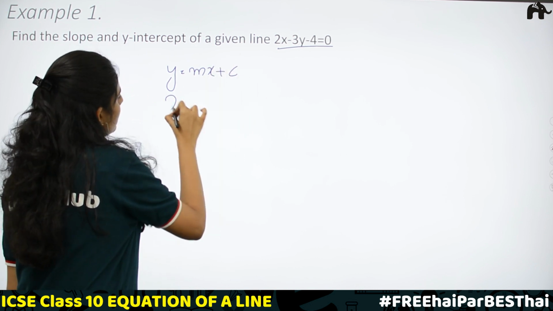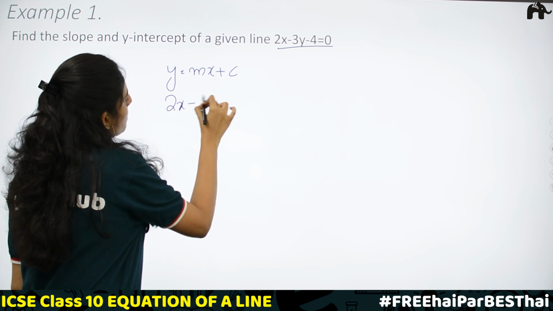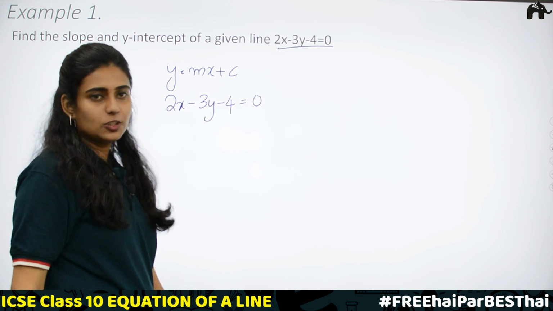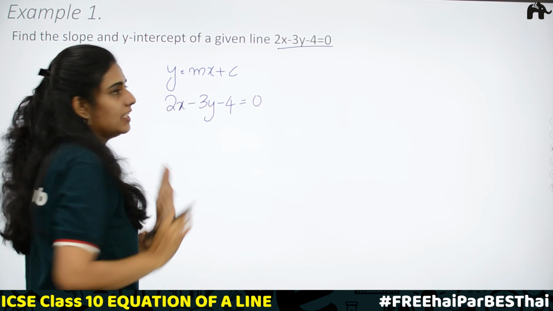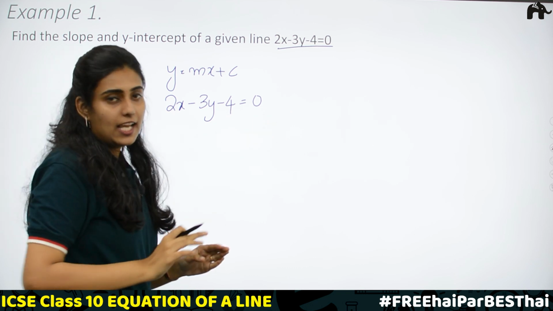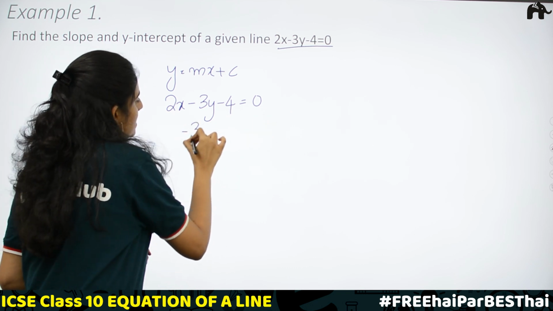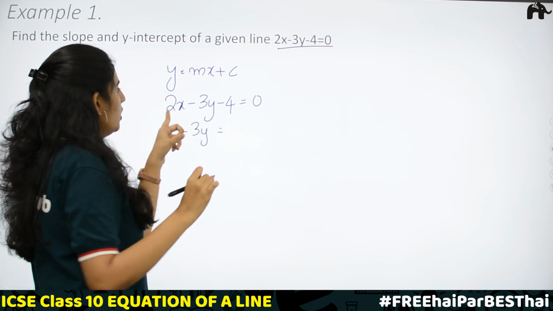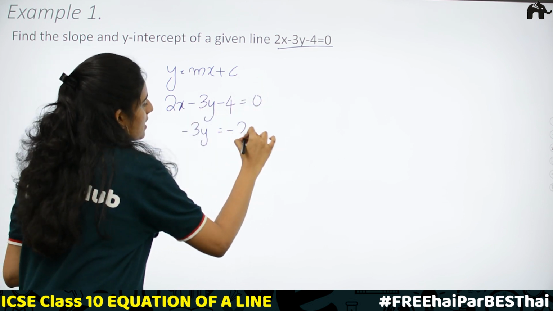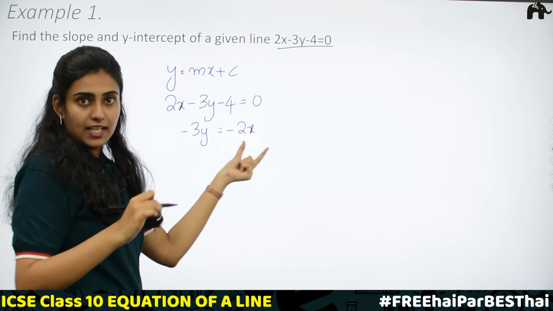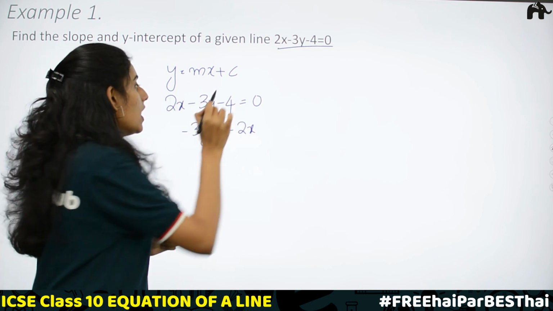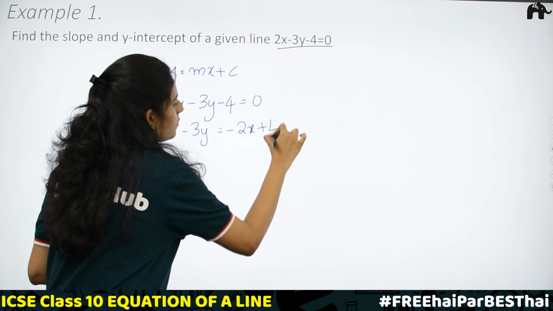Here we have the equation 2x minus 3y minus 4 is equal to 0. Keep the y containing term on the left hand side and take all the remaining terms to the right hand side. We get minus 3y is equal to 2x taken to the opposite side, it becomes minus 2x. Positive sign becomes negative sign. And here we have a minus 4. What happens to minus 4? Minus 4 becomes plus 4.